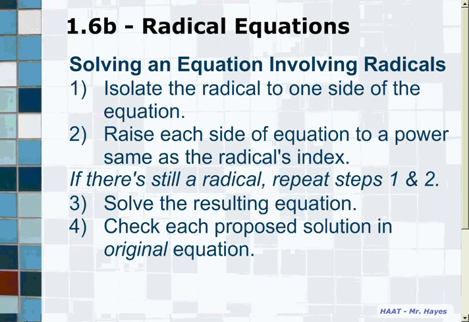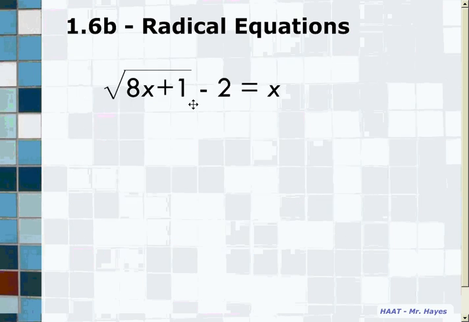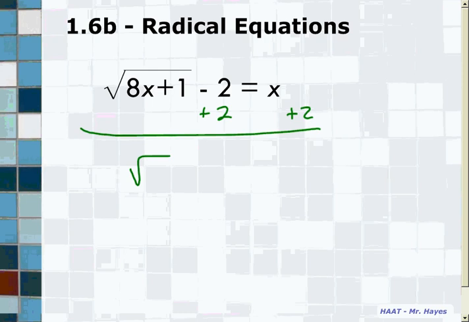So two examples for you. One that involves a single radical. Again, remember the first rule, and this is very important. Not that you can't do it another way, but it's, I would say, vital: get the radical by itself. So I'm going to move the -2. So I have the square root of 8x plus 1 is equal to x plus 2.